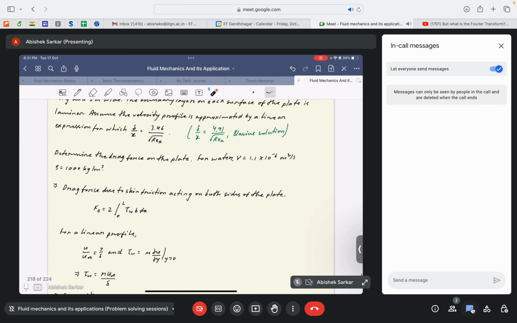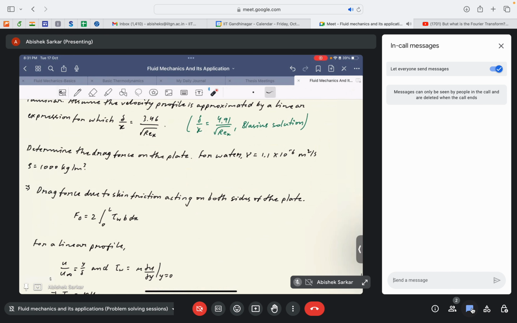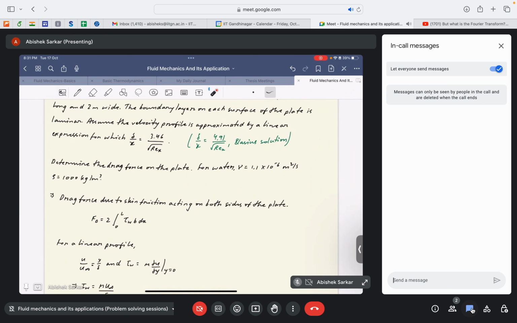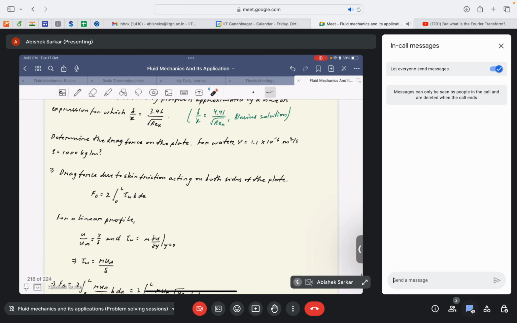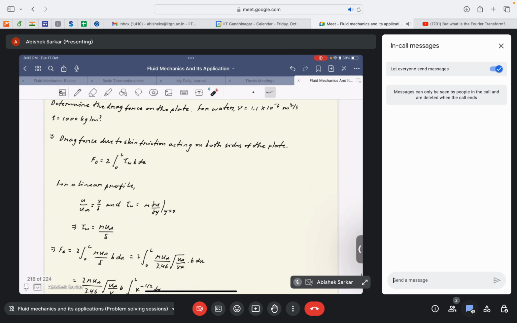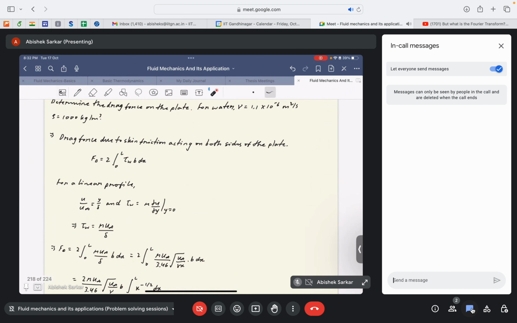Even though it doesn't bother us whether it is laminar or not, they mentioned it. Since it is laminar, you can compare your results with the Blasius solution and see the discrepancy. I have not done it here, but you can do it yourself, just to see the inequality that you get for assuming a linear velocity profile in the case of the von Karman solution. Since the velocity profile is linear, tau wall will be given by this expression.